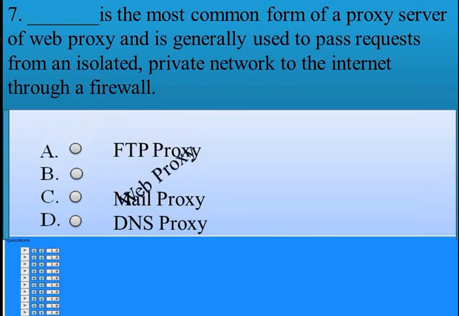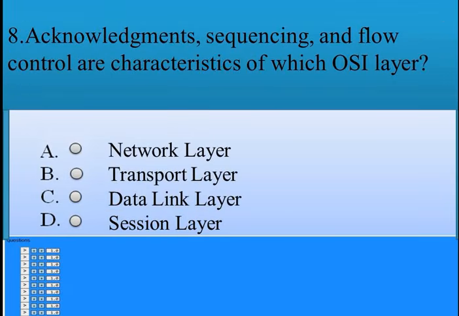Web proxy. Question number 8. Acknowledgement, sequencing, and flow control are characteristics of which OSI layer? A. Network layer, B. Transport layer, C. Data link layer, D. Session layer. The correct answer is B.